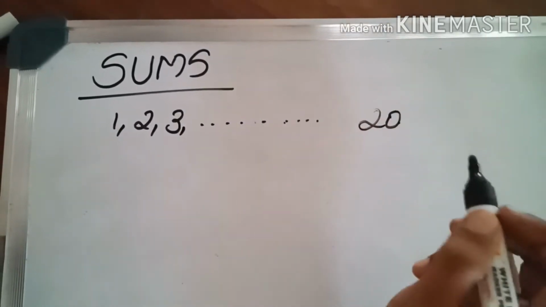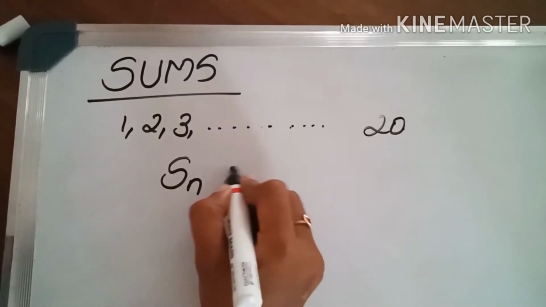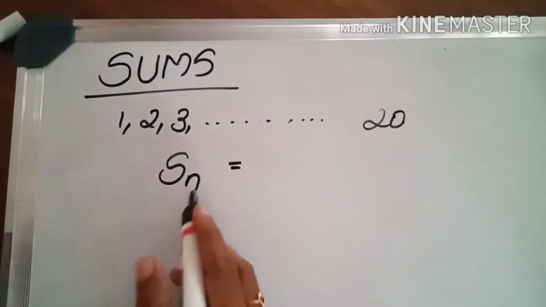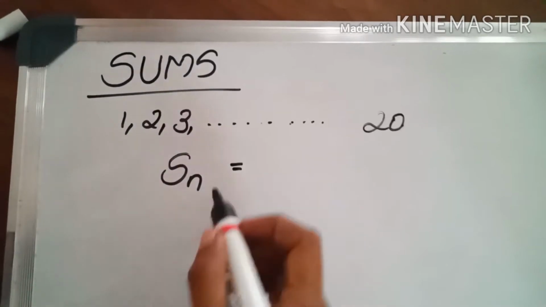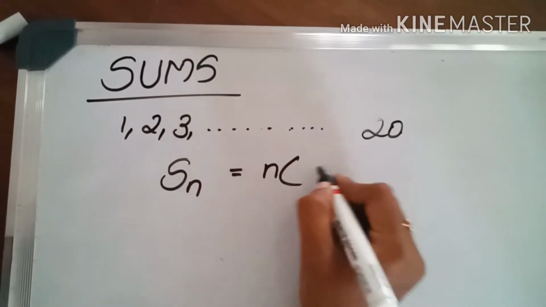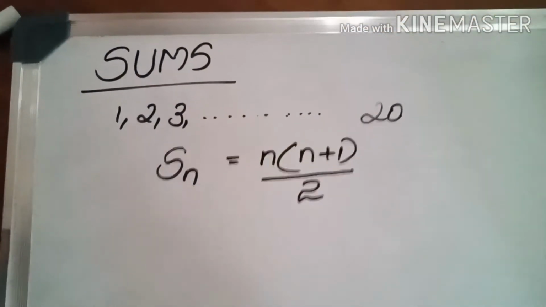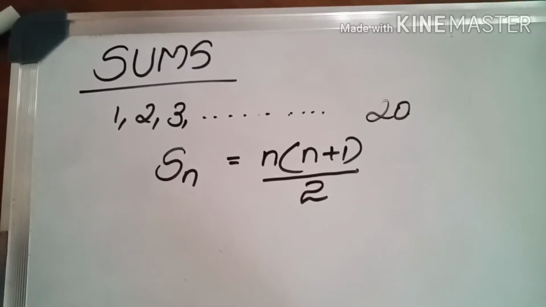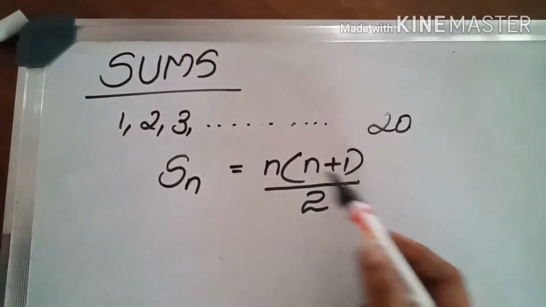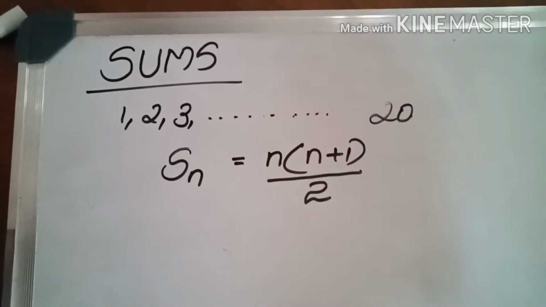So, first equation is Sn. Here Sn means the sum of n terms. So, for natural numbers, the equation is Sn = n(n+1)/2. This is the equation to find the sum of the first n natural numbers. This is only for natural numbers. Okay, so this is our first equation.